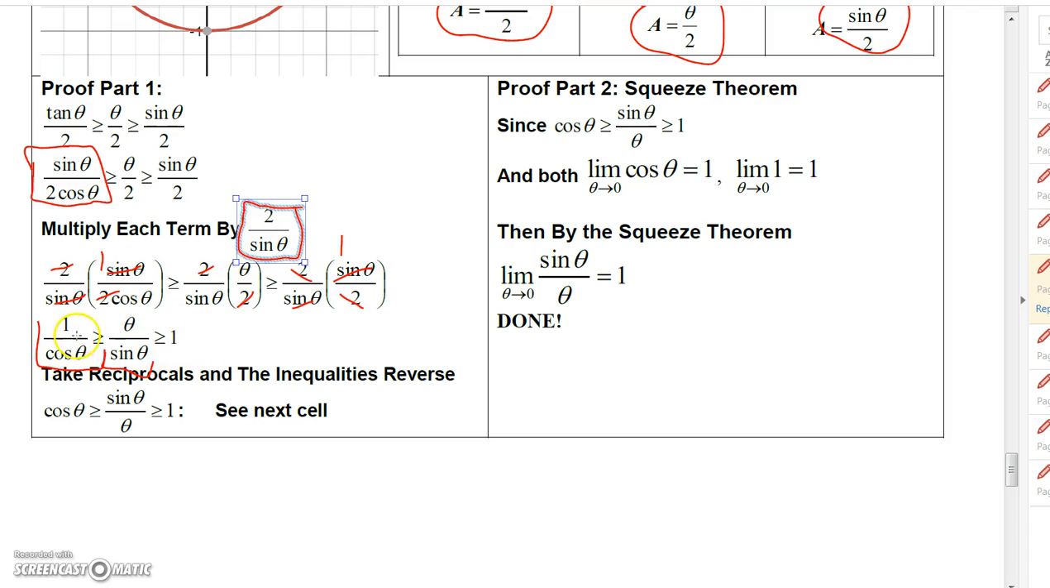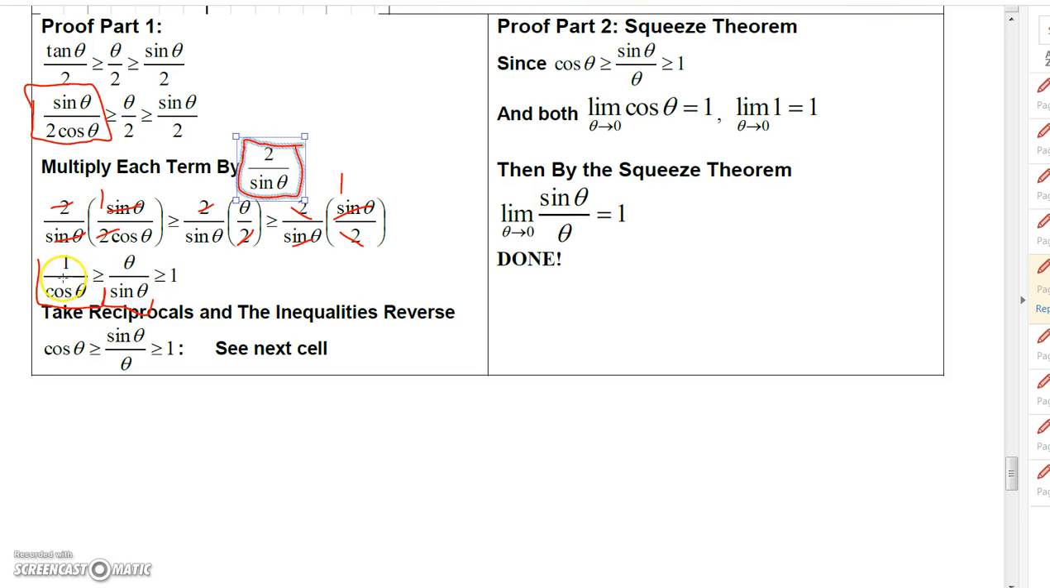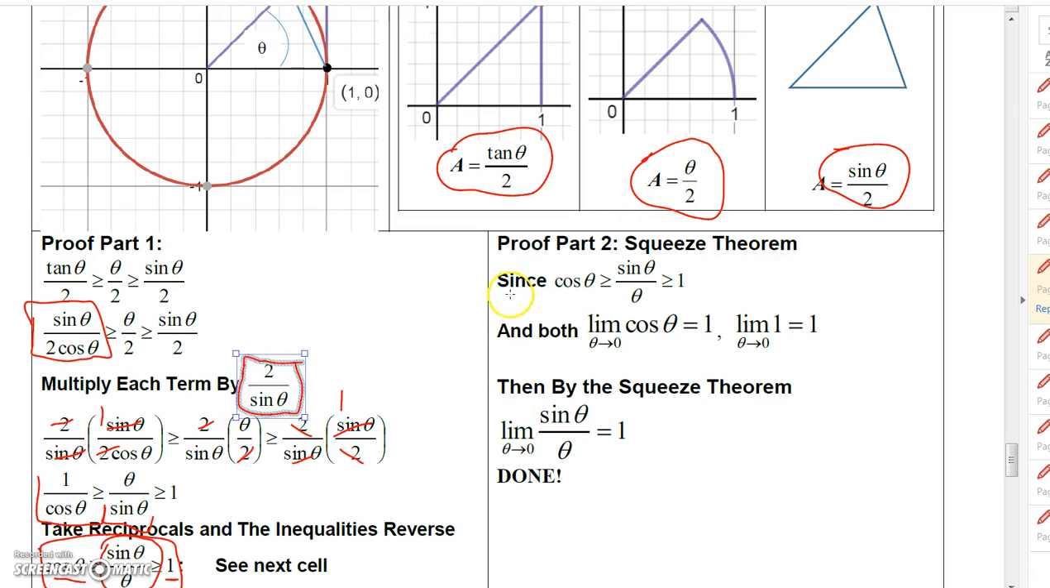Now, if I flip each of these terms over, since they're all positive terms, then the inequalities have to reverse direction. So if I flip this over, I get cosine theta is greater than or equal to, and then flip this over, sine theta over theta, which is greater than or equal to, and then if you flip 1 over, you just get 1. So basically now I have this relationship. In other words, I've got sine theta over theta squeezed between cosine theta and 1. So now, let's see what happens. Alright, so now I can use the squeeze theorem.